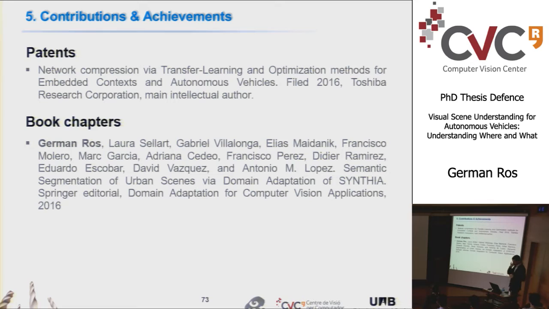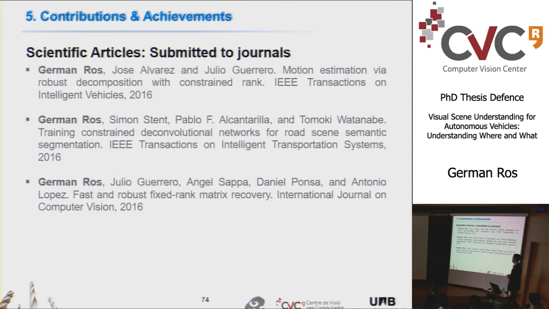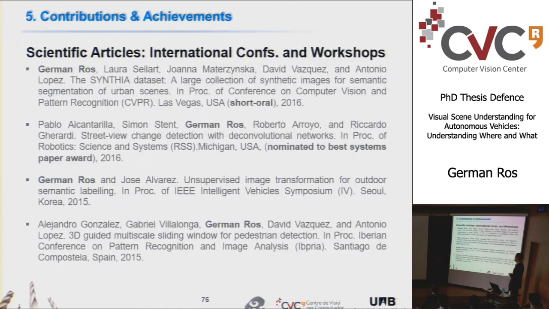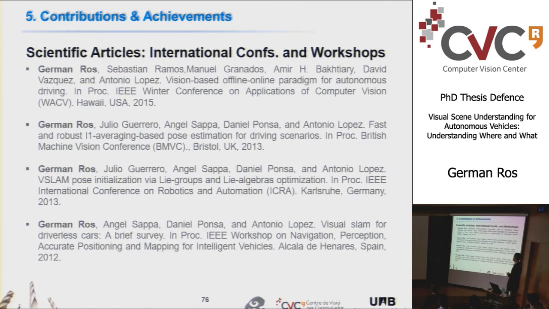Now I would like just to finish by highlighting some of the contributions and achievements we have made during the thesis. So we got a patent with Toshiba for the technique for creating embedding models using transfer learning. We published a book chapter in Springer about domain adaptation using virtual worlds. We have submitted several contributions to top journals, as for example, the Transactions on Intelligent Vehicles or IJCV and so on. We have accepted papers in top conferences, for example, CVPR, RSS, BMVC, IV, and so on.